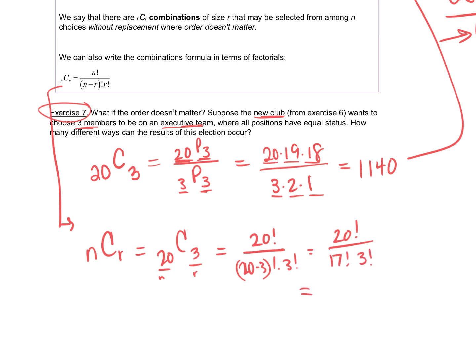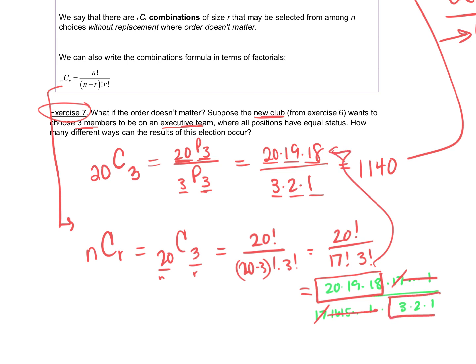So that looks kind of hard, but look at what happens. 20 factorial is 20 times 19 times 18 times 17 all the way down to 1. And 17 factorial is 17 times 16 times 15 all the way to 1. And then 3 factorial is 3 times 2 times 1. But we know that if you have the same number on the top and the bottom and they're factors, they can cross out. So we can actually cross out the rest of that with that, and look what we have left. 20 times 19 times 18, which matches that top, and 3 times 2 times 1, which matches that bottom. You could also punch it into your calculator using that PRB button, but again, overall, you're going to get 1,140.